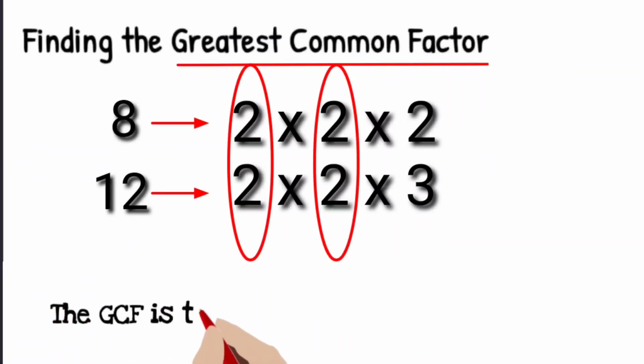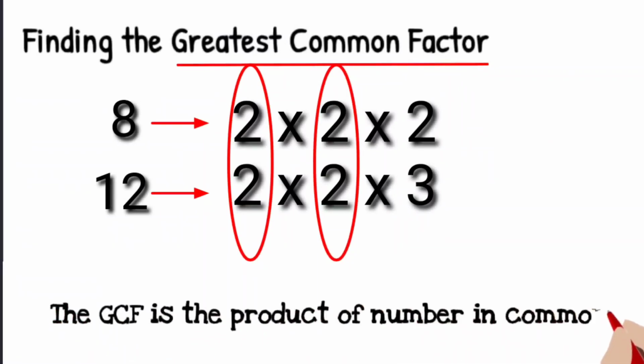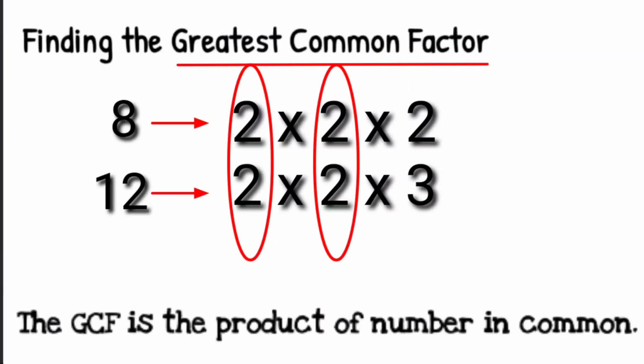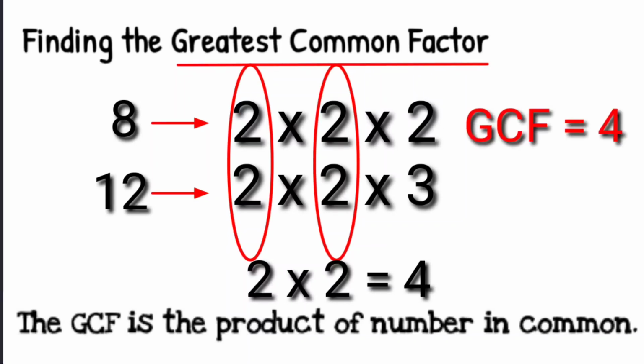The GCF, or the greatest common factor, is the product of the numbers in common. Now in this case, 2 times 2 is equal to 4. So meaning, the GCF of 8 and 12 is equal to 4.